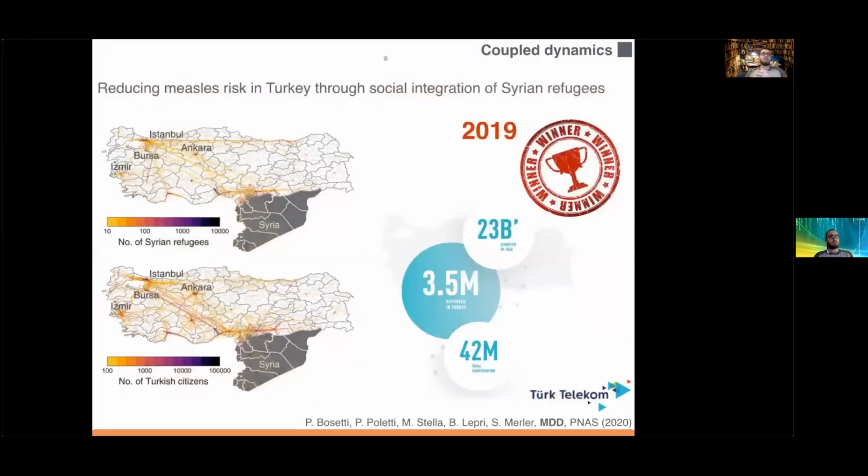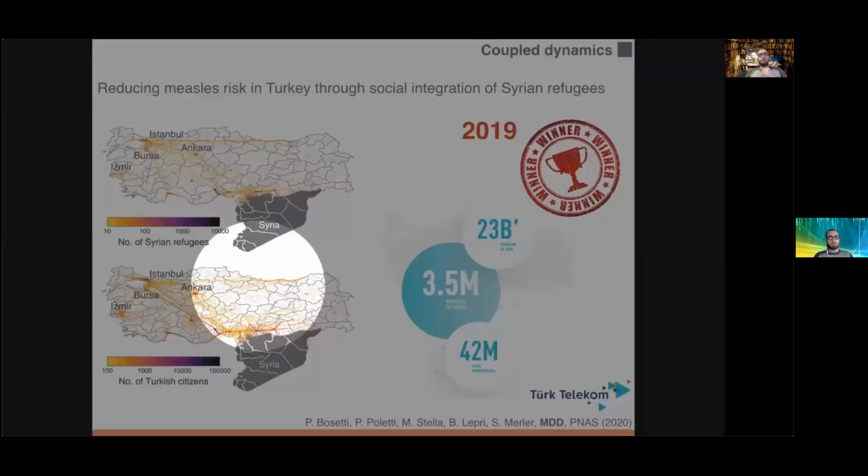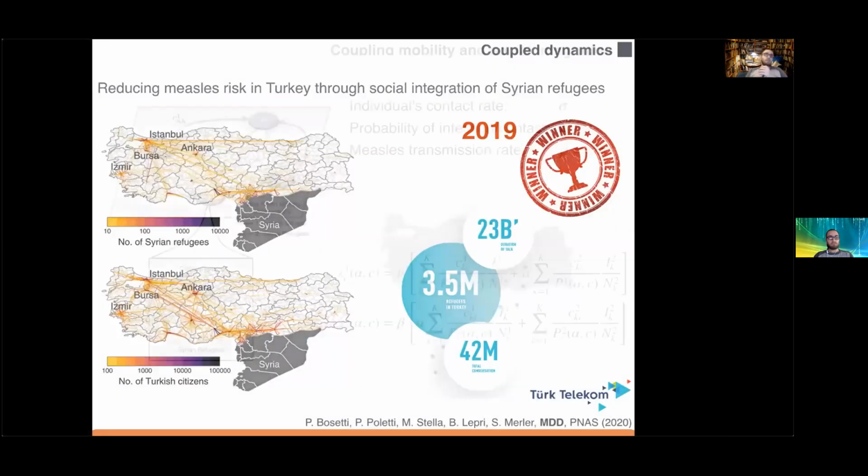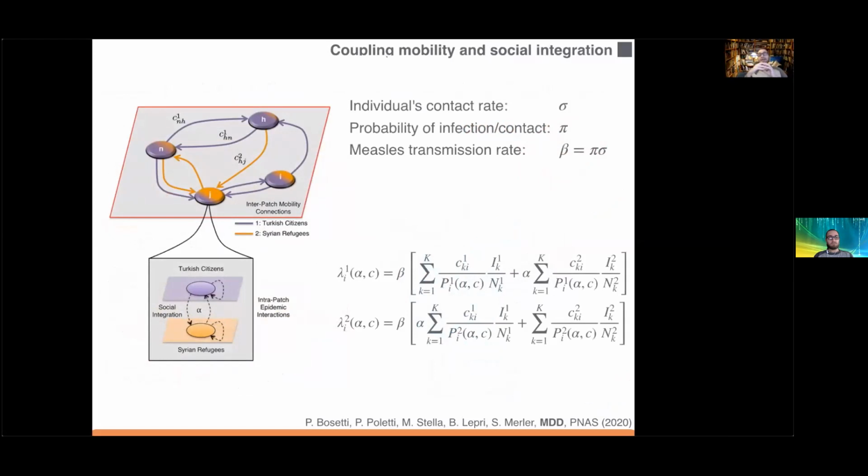And in this other application, which is a more recent one, we had the data about movements of both Turkish people in Turkey and Syrian refugees in the same country. And here you can see the mobility patterns. And in this case, what we tried to understand was how to couple human mobility and social integration between the two populations, in order to understand if the arrival of the refugees could be considered like a public health issue for the Turkish government. And let me say that the answer is no.